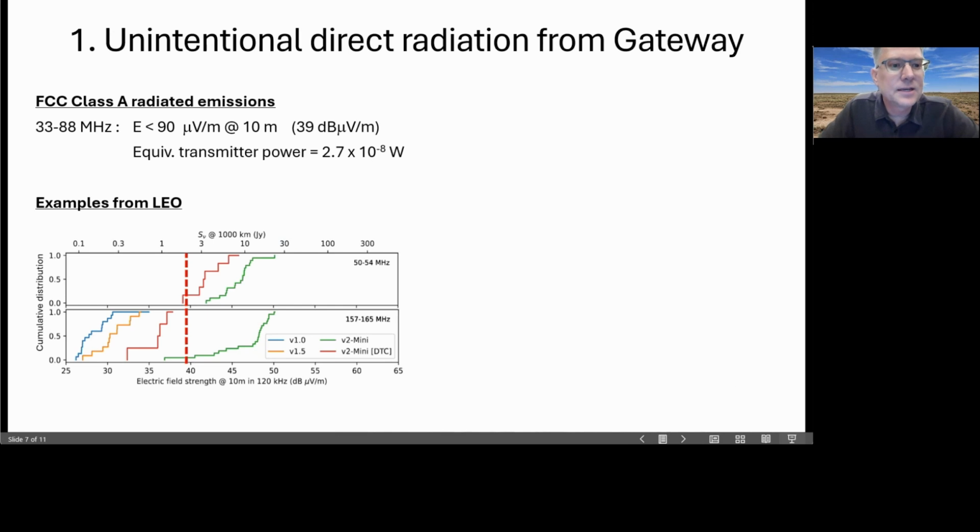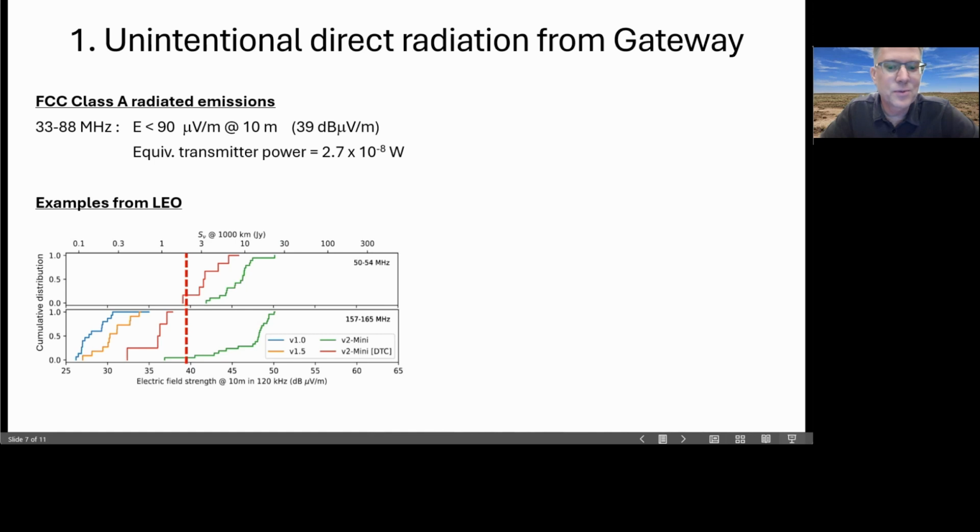So what happens if you want to imagine that Gateway is emitting radio waves? We had to guess. We don't know what it's going to be. There are no real strict limits for satellites. So if you take FCC Class A radiated emissions limits, which is for consumer devices, which of course Gateway will have some on it, there are some numbers here, but the numbers probably aren't too critical.